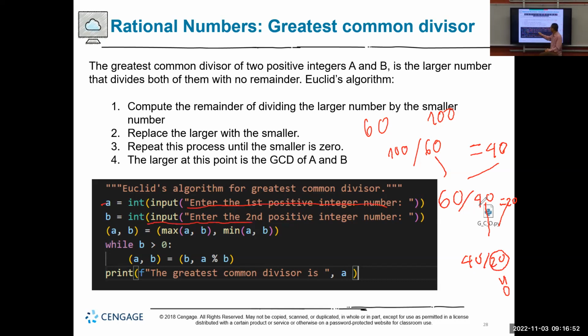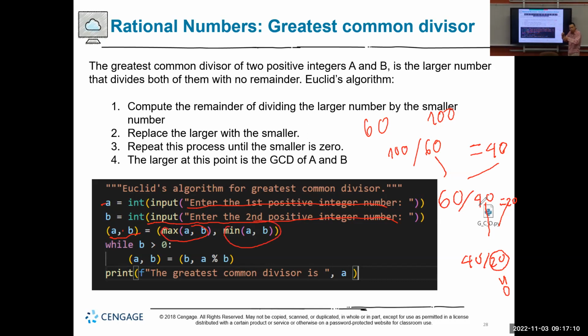I have the B here. I have the second positive number, right? So now the first step, I have to find out which is a larger one and which is a smaller one, right? That's why I find out here. The A, I got it from the max, and the B, I got it from the min, right?